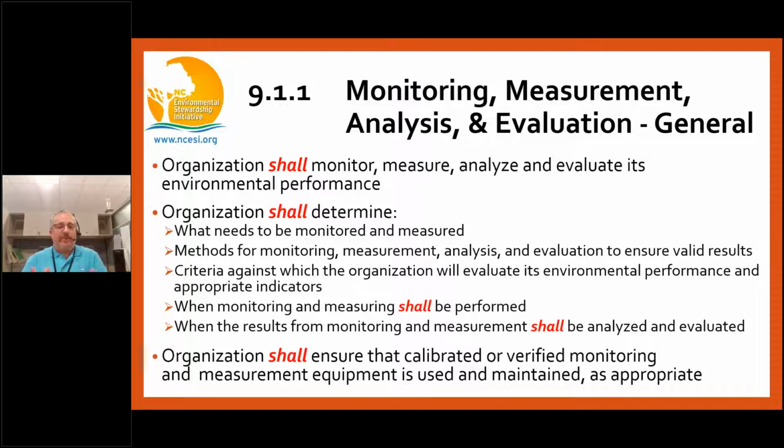And of course, the organization shall ensure that calibrated or verified monitoring and measurement equipment is used and maintained as appropriate. Now, from the 2004 standard to 2015, this clause is no longer limited to significant impacts. It no longer talks about key characteristics. What it did add is an analysis and evaluation piece. So when determining what should be monitored and measured, in addition to progress on environmental objectives, the organization should take into account its significant environmental aspects, compliance obligations, and operational controls.